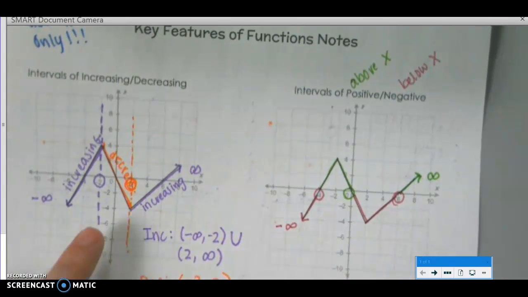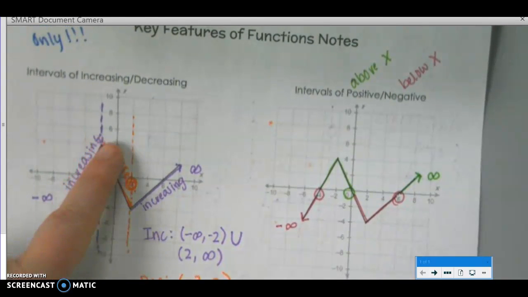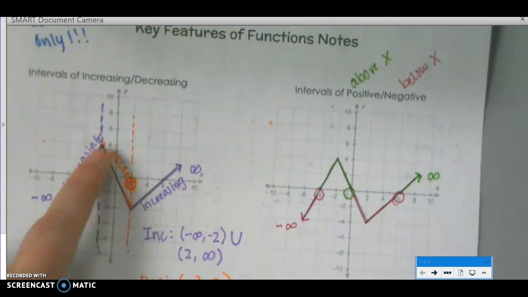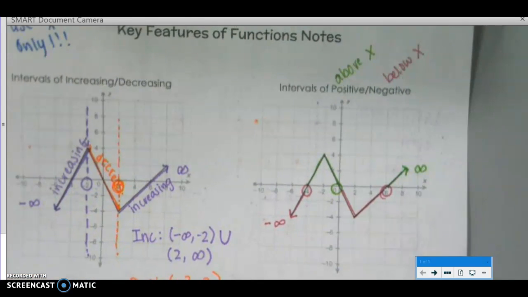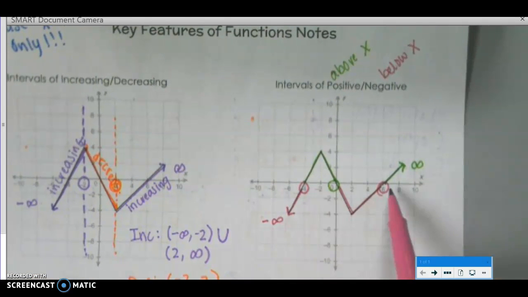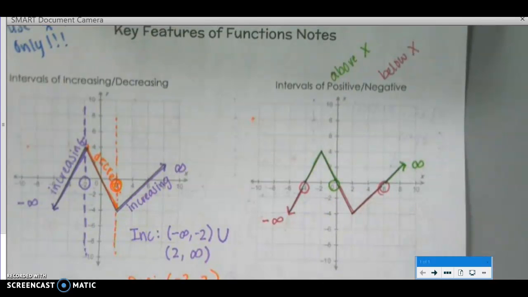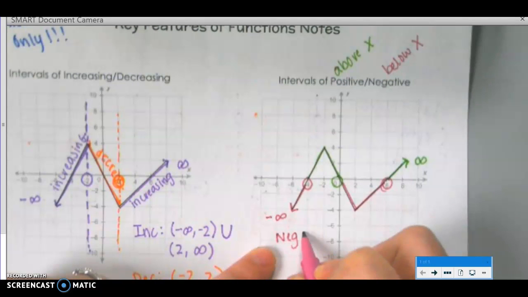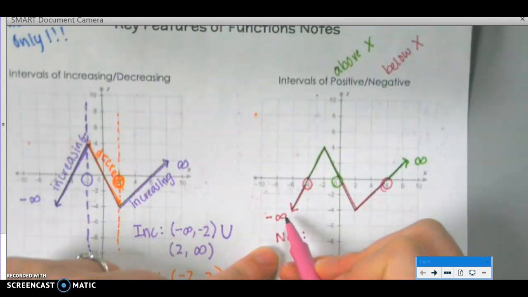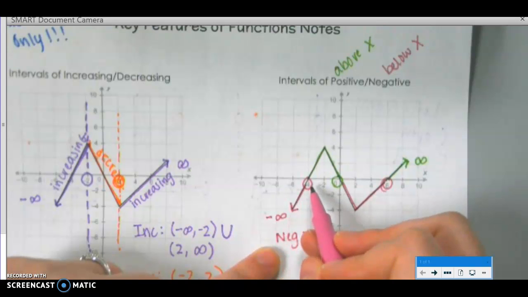All right, so with increasing and decreasing, we're kind of using like maximums and minimums to help us figure out where the turning points are. With positive and negative, we're looking at the x-intercepts because anything above the x-axis is positive, anything below the x-axis is negative. All right, so I'm going to do the negative first just because that's what I have first. So negative infinity to -4.